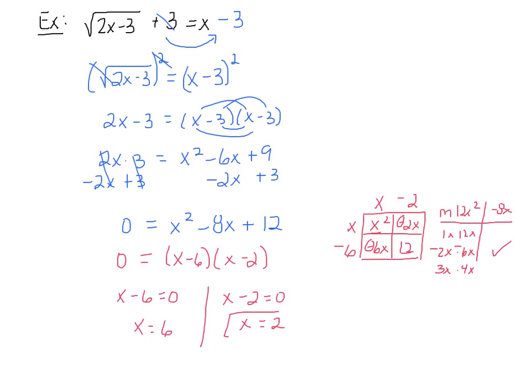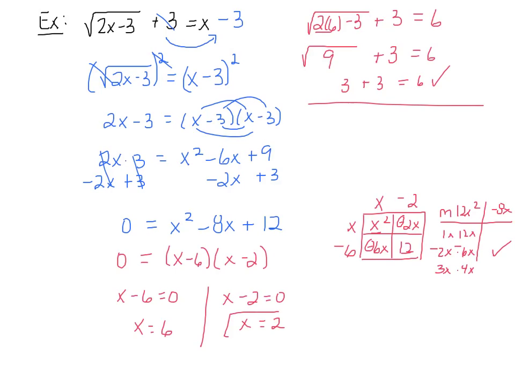Now, sorry, I was about to box that, but you always want to double check your answers when you're done. So let's check the 6 first. If I plug in a 6 for x, I'd have the square root of 2 times 6 minus 3 and then plus 3, and that has to equal my x, which again was 6. So the square root of that would be 12 minus 3, which is 9, and then plus 3, and hopefully that's equal to 6. Well, the square root of 9 is 3, and then plus 3, that does in fact equal 6.